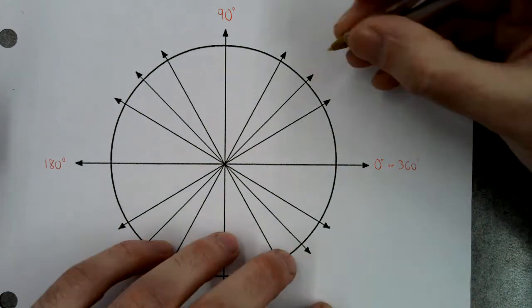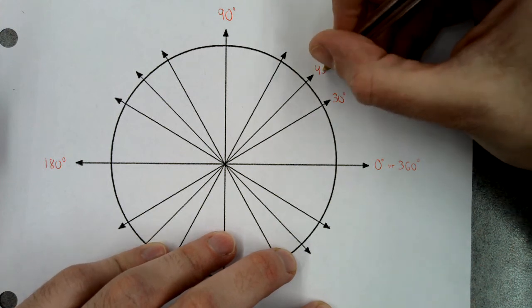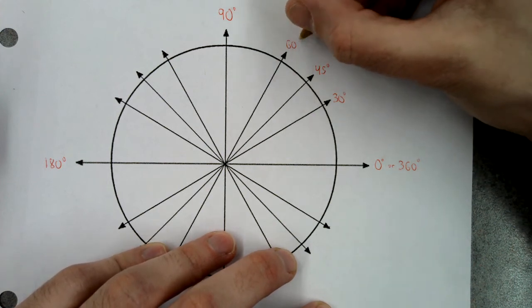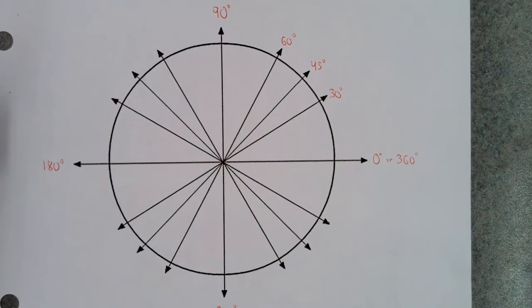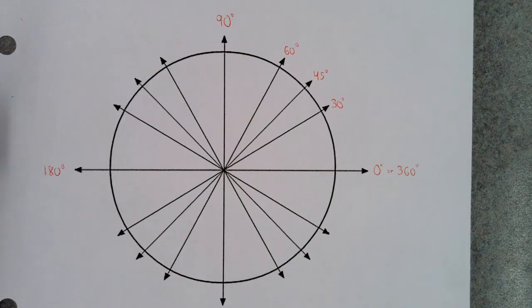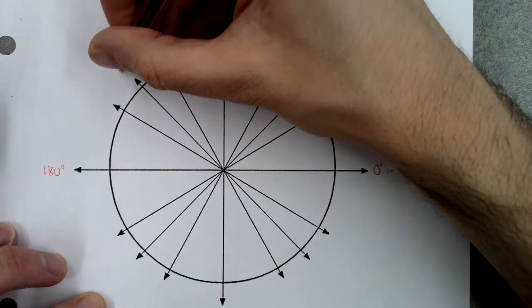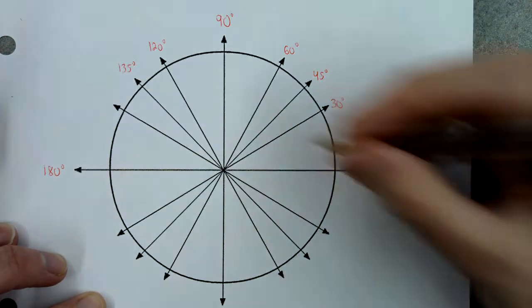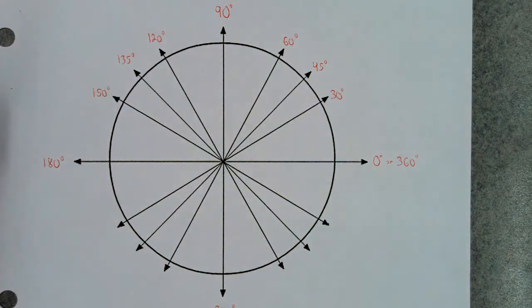And then remember, it goes up 30, 15 to 45, then another 15 to 60. Okay, this is all from the first lesson. Then we go up 30 to 90, then we go up another 30 to 120. Then we go up 15 to 135, another 15 to 150. Then we go up 30 to 180.